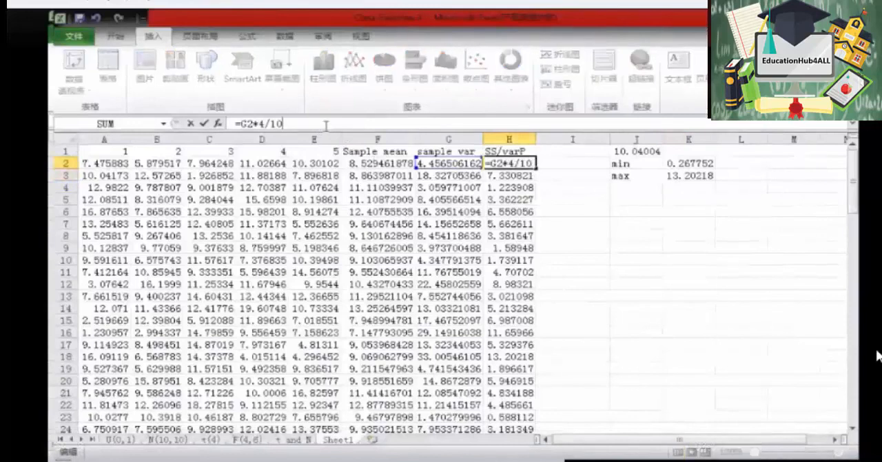So this column is the G column multiplied by 4 divided by 10.